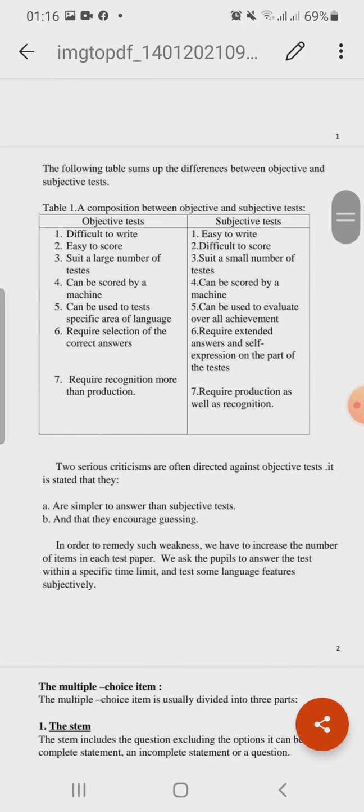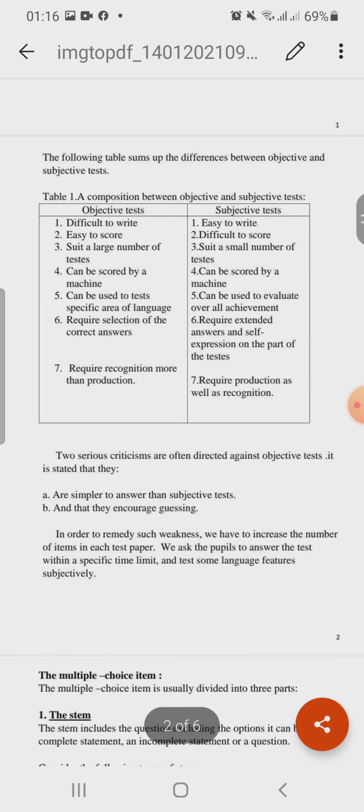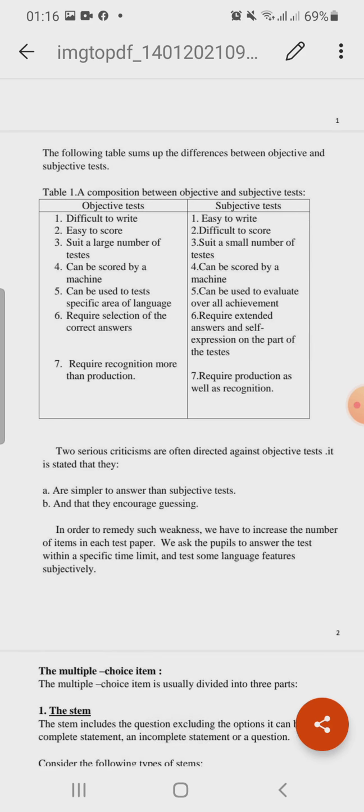Number 1: objective tests are difficult to write, الاختبارات الموضوعية تكون صعب كتابتها، and subjective tests are easy to write. Objective tests are easy to score, subjective tests are difficult to score، سهل تصليحها وصعب تصليح الاختبار. Objective tests suit a large number of tests يعني يلائم عدد كبير من الاختبارات، and subjective tests suit a small number of tests. Objective tests can be scored by a machine ممكن أنه تصلح حاسبة، تصليحها مو شرط يدوي. Subjective tests cannot be scored by a machine.